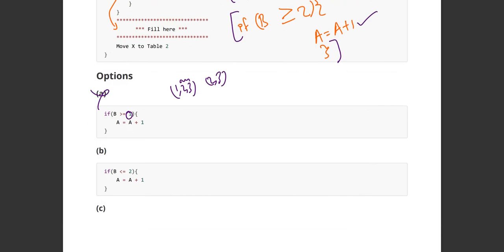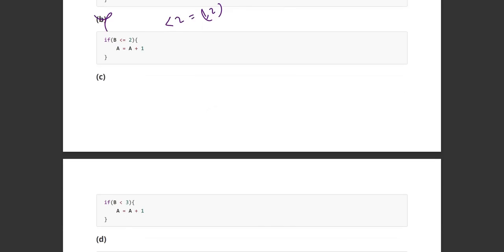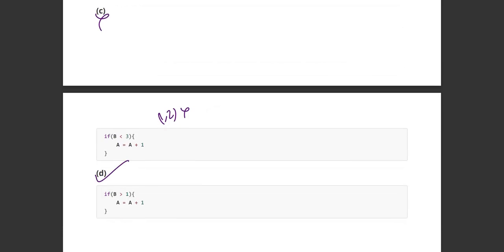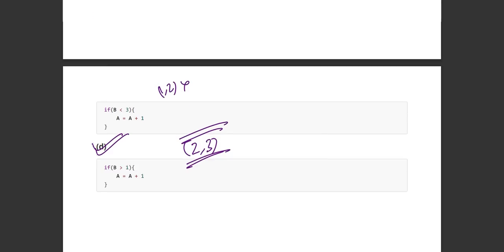B less than or equal to 2 means 1 and 2. This is also a wrong option. Option C: if B is less than 3, that means 1, 2. This is also a wrong option. And D, which is the right option, has B greater than 1. Greater than 1 in the sense 2, 3. Therefore D is the right option for question number 8.